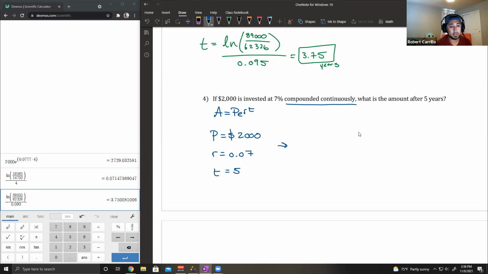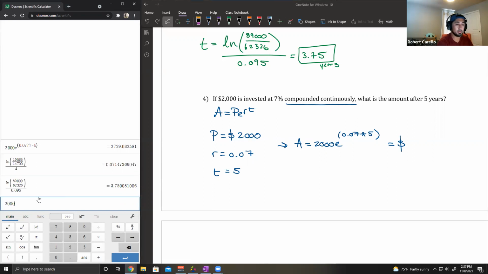All right, so plug these in. A equals 2,000 times E to the R, 0.07 times T. There we go. Let's see. 2,000 raised to the 0.07 times 5. And we have 2,838.14.